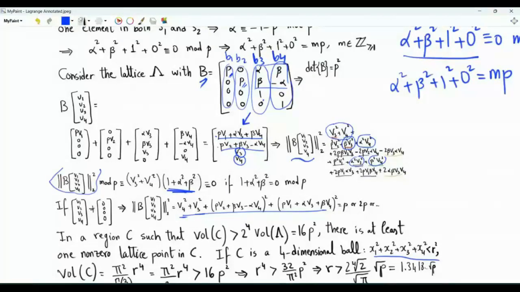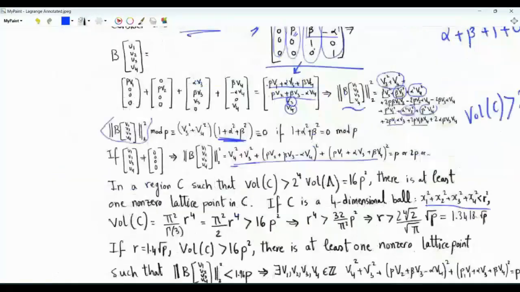This set is symmetric, is convex, and now we want to choose the radius r such that we have the condition of Minkowski theorem. We want the volume of this set to be greater than 2 to the power n times lambda. n is 4. We are working in R4. And what is lambda? What is the volume of the fundamental cell? There is a result in the study of lattices, which is that the volume of the fundamental cell is the magnitude of the determinant of B. In our case here, lambda will be p squared. We want the volume of C to be greater than 2 to the power n, which is 4, times lambda, which is p squared. We want the volume of C to be greater than 16 p squared.